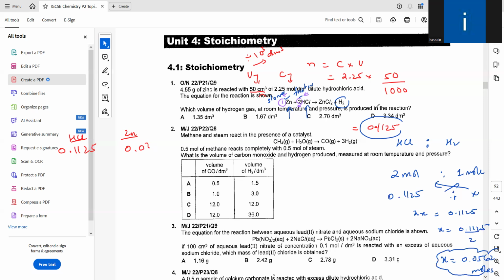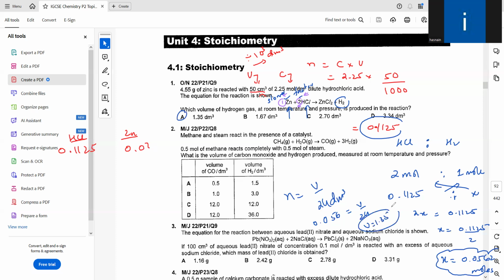Now, they wanted us to find out the volume. So do you know a formula that relates moles with volume? So we have this formula since we have moles. That's 0.056. Volume is unknown. That's 24. So we just have to shift it and multiply it with 24. What do we get? We get 1.35. So that's it.